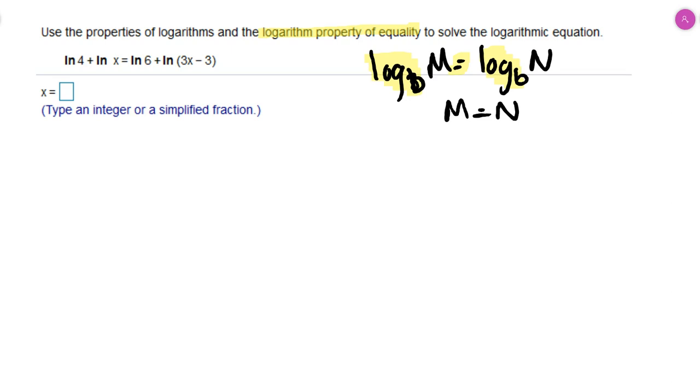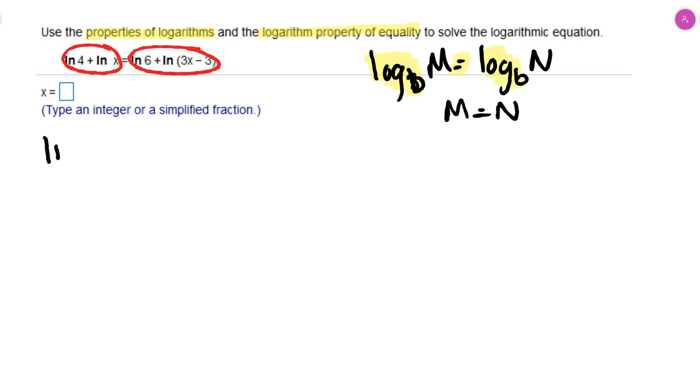When I look at the equation that I have, natural log 4 plus natural log x equals natural log 6 plus natural log of 3x minus 3, the equation doesn't fit this logarithm property of equality right now because I have multiple logs on this side and multiple logs on this side. So before I try to use that logarithm property of equality, I need to use some other properties of logarithms to condense each side of the equation to be a single log.